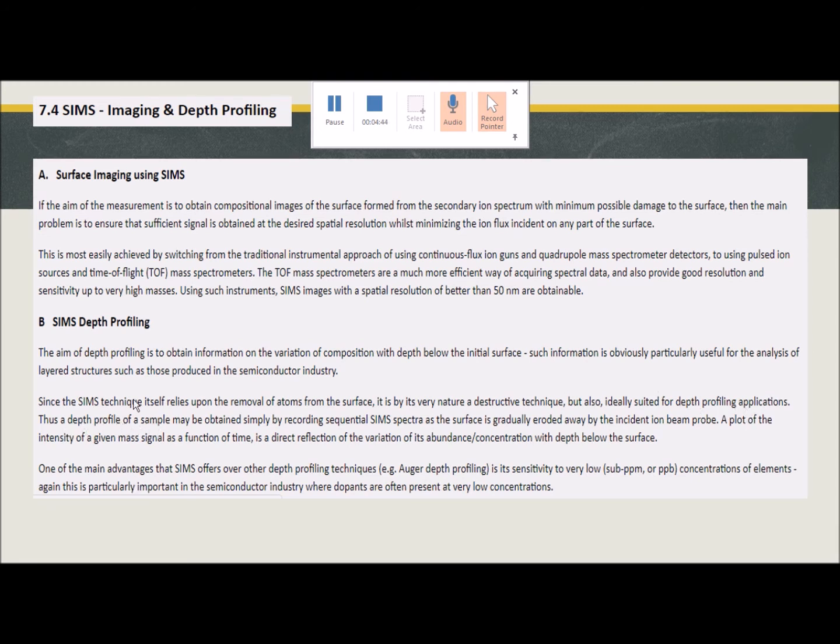Thus, the depth profile of a sample may be obtained simply by recording successive SIMS spectra as the surface is gradually eroded away by the incident ion beam probe. A plot of the intensity of a given mass signal as a function of time is a direct reflection of the variation of its concentration with depth below the surface. One of the main advantages that SIMS offers is sensitivity to very low sub-parts per million or parts per billion concentrations of elements. Again, this is particularly important in the semiconductor industry, where dopants are often present in very low concentration. Thank you.